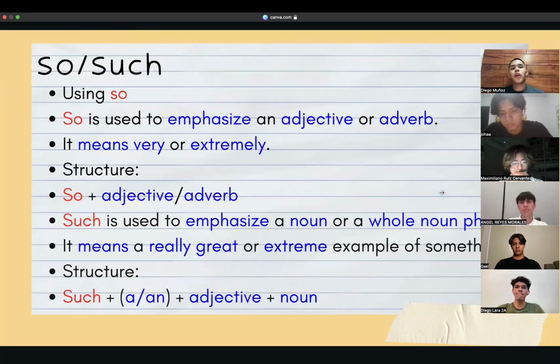Okay, now we're talking about "so" and "such." "So" is used to emphasize an adjective or adverb. It means very or extremely. The structure is "so" plus adjective or adverb. "Such" is used to emphasize a noun or a whole noun phrase. It means a really great or extreme example of something. The structure is "such" plus "a" or "an" plus adjective plus noun.